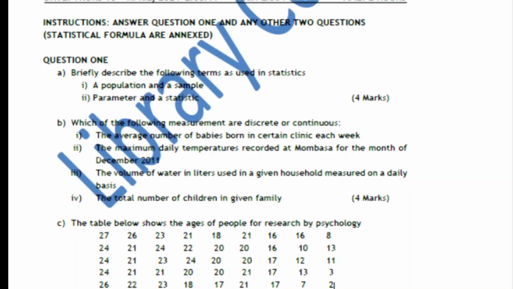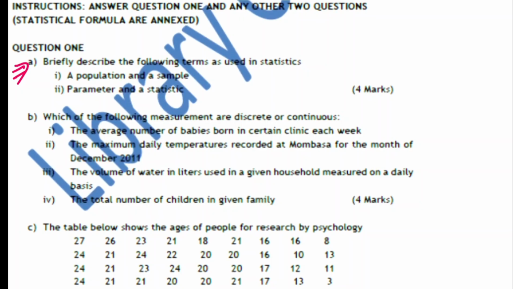Okay. So, to start with, this is the theory. First one is theory. Briefly describe the following terms as used in statistics. Roman 1, population and a sample. What's the difference between a population and a sample? 2, parameter and statistics. You will forgive me. I studied under 3, so if my P is not P, then you'll forgive me. At least I know wherever you are laughing at me. Okay.